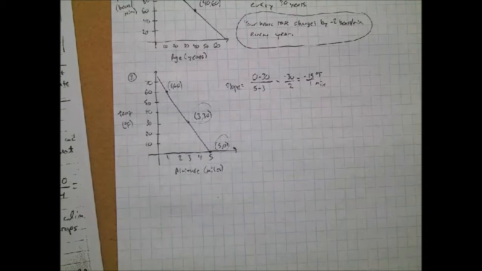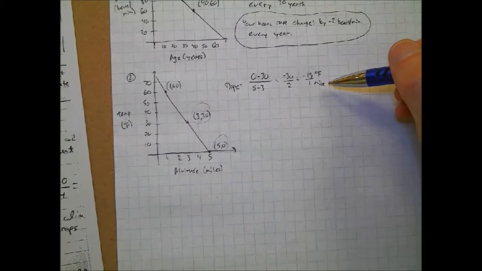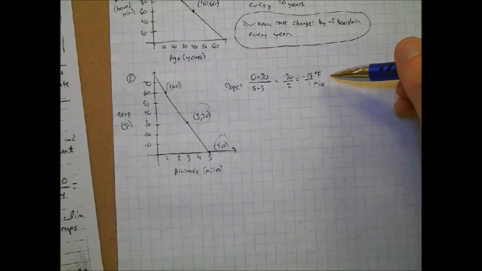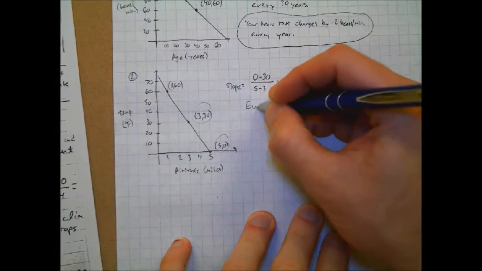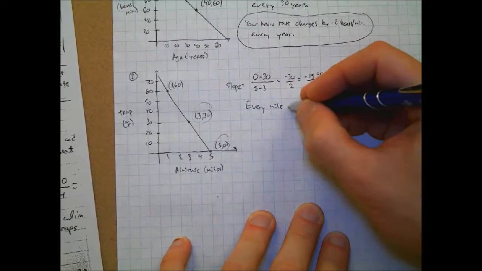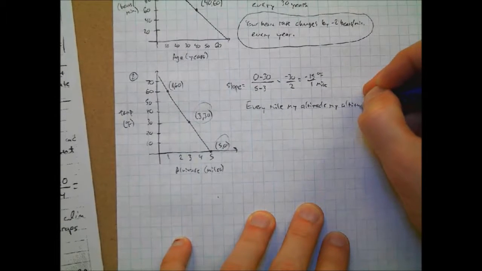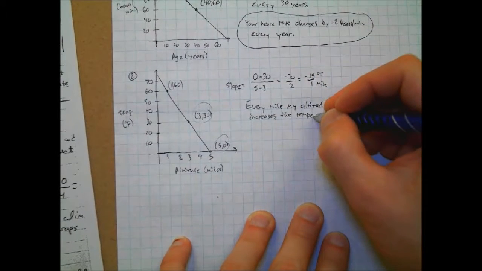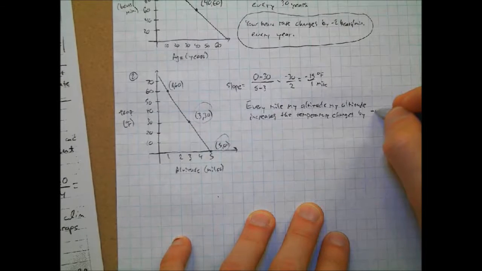Every time your altitude increases by 1 mile, what happens to the temperature? It will change by negative 15 degrees. Yes, exactly. So every mile my altitude increases, the temperature changes by negative 15 degrees Fahrenheit. I guess I should put the Fahrenheit there too.